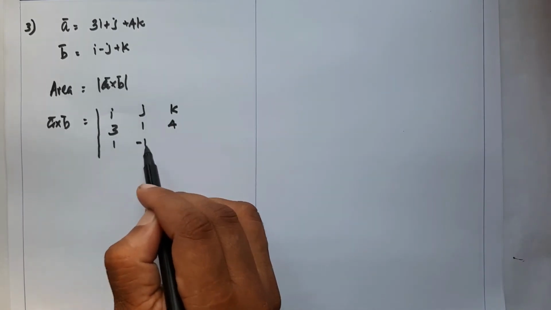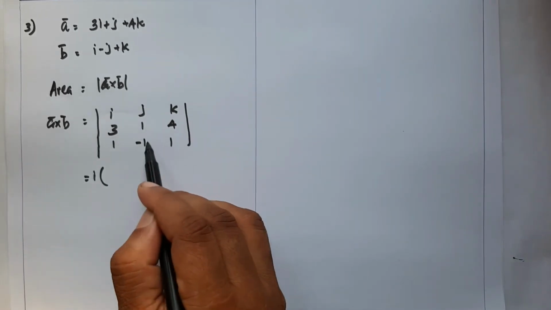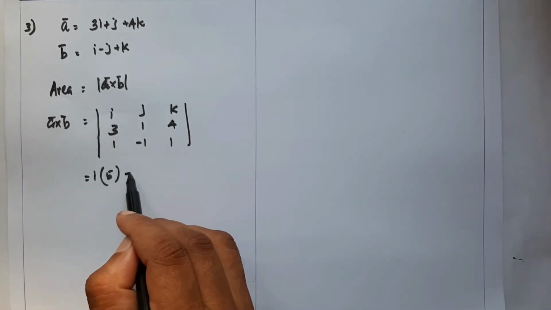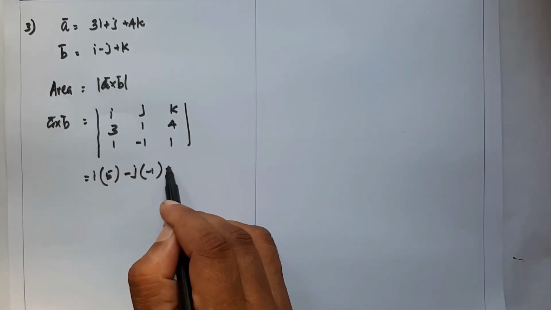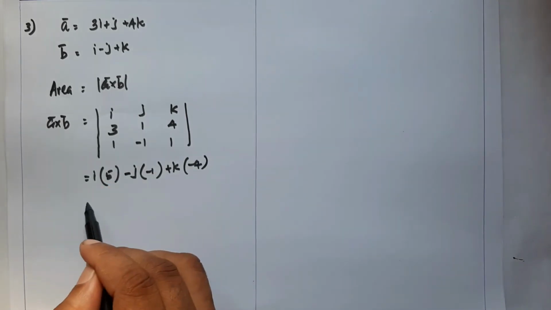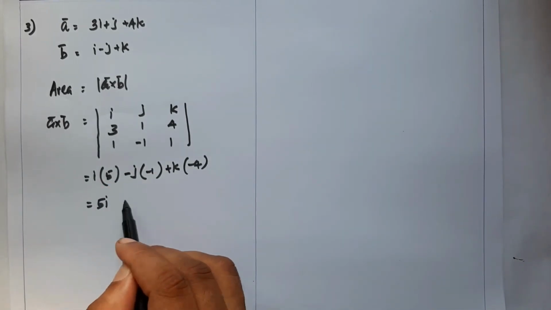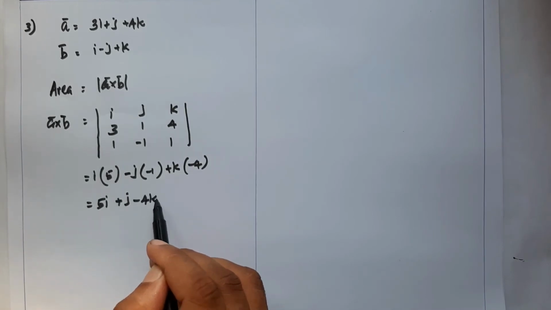B coefficients are 1, minus 1, 1. That is equal to i into (1 plus 4) is 5, minus j into (3 minus 4) is minus 1, plus k into (minus 3 minus 1) is minus 4. That is equal to 5i plus j minus 4k.